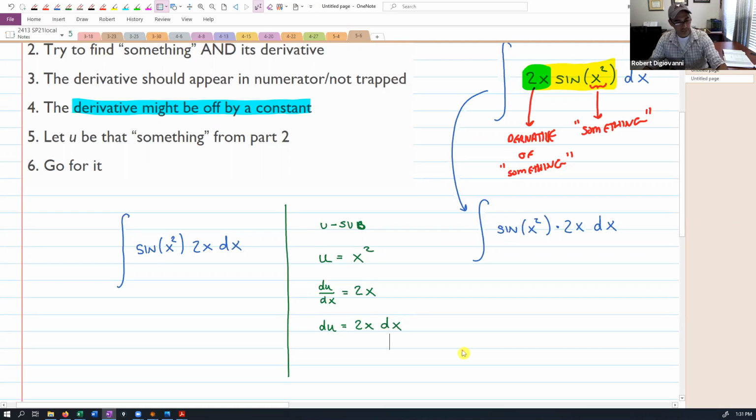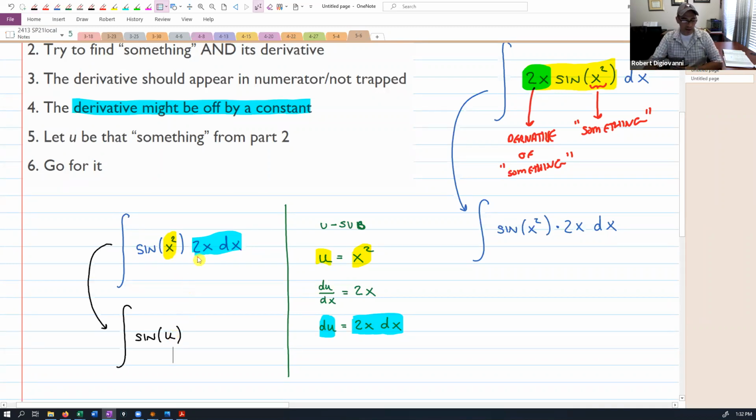Now check this out. Do you all see that that x squared is really just u, right? x squared is just u. And do you also see that 2x dx is exactly du? So what I can do is replace. I'm going to rewrite this integral completely. But instead of writing sine of x squared, I'm going to write sine of u, because x squared is u. And then instead of 2x dx, I'm going to write du.